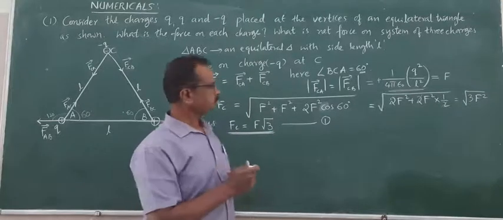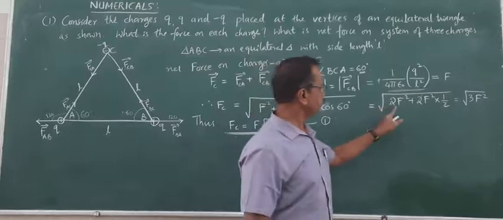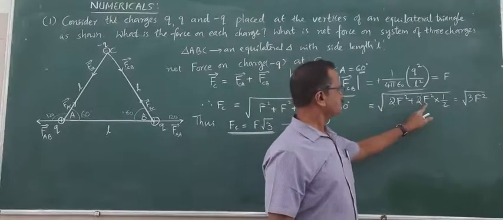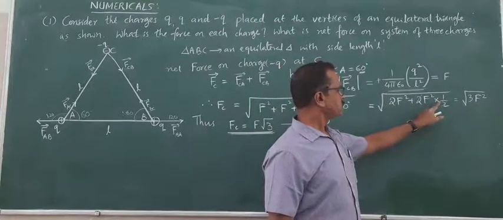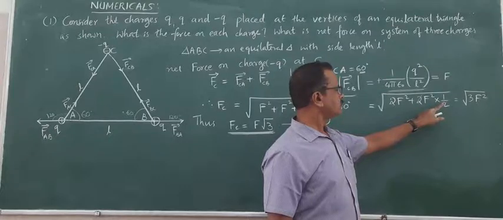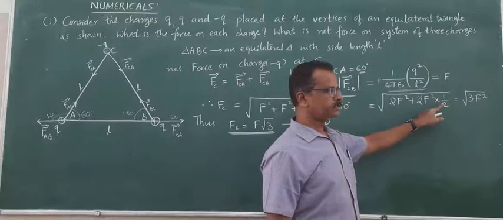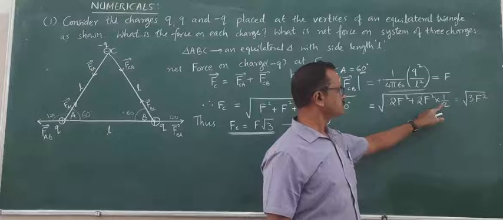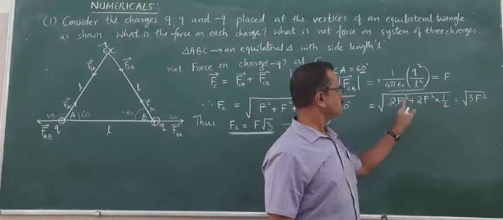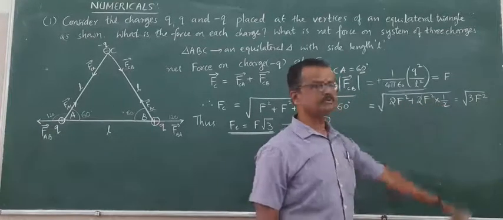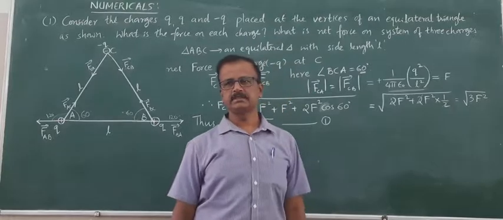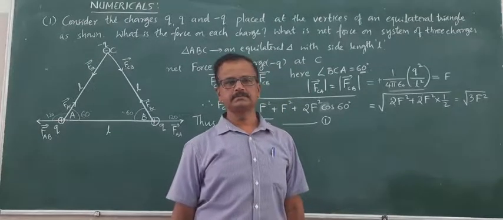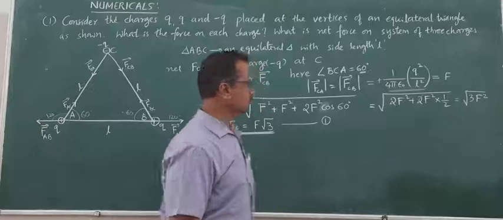Okay? So it will be 2F square minus 2F square into 1 by 2. 2F square into 1 by 2 becomes 2F square minus F square. So it is going to be just F. That's how we are going to get. Okay? Let us solve now.